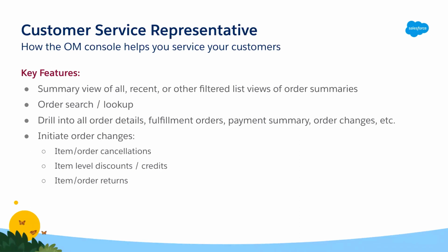The console also allows you to look at the details of that order as well as records related to the order, such as fulfillment orders, payment summaries, and order changes. And another key feature is that your agents can easily initiate order changes from the console, such as canceling an order or individual items, discounting items, and returning an order or specific items as well.